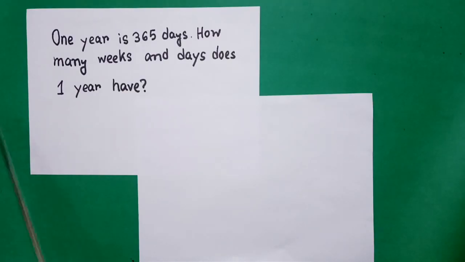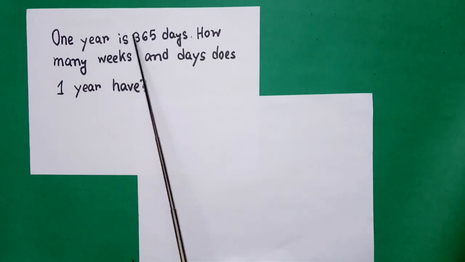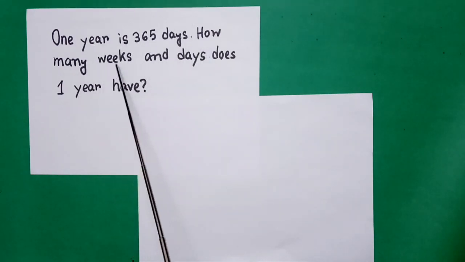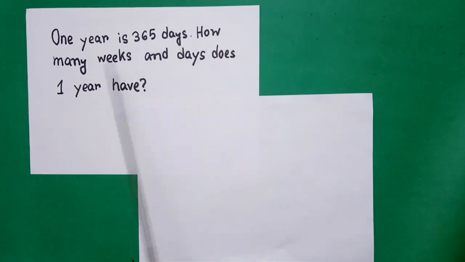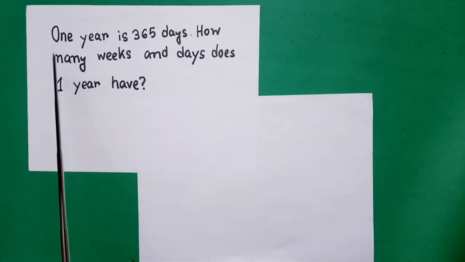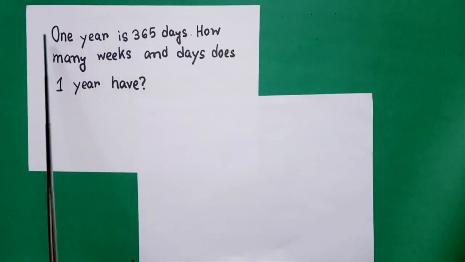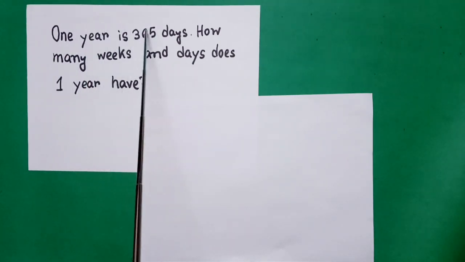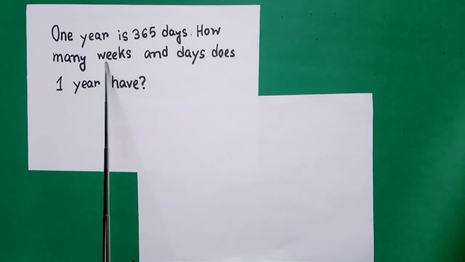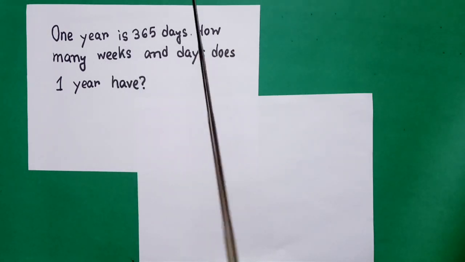Another important question is: 1 year is 365 days. How many weeks and days does 1 year have? So here is the clue word: 1 year. How many days? 365 days. We have to find how many weeks and days.